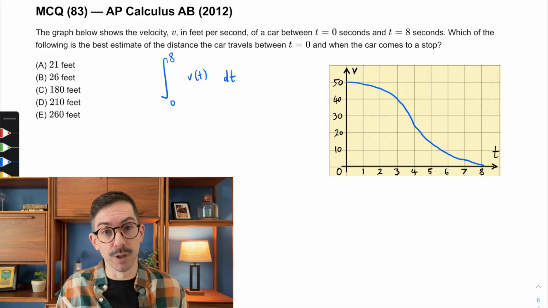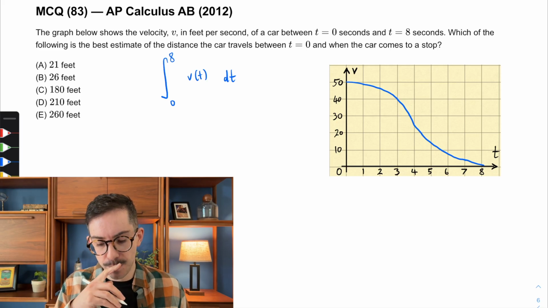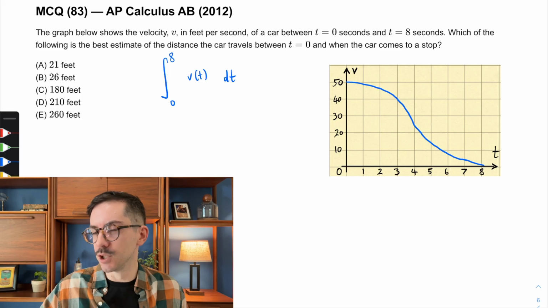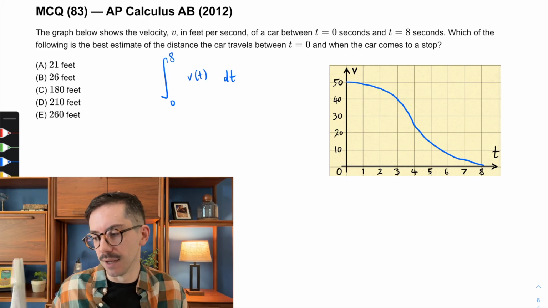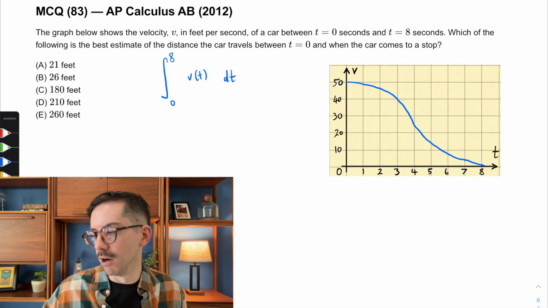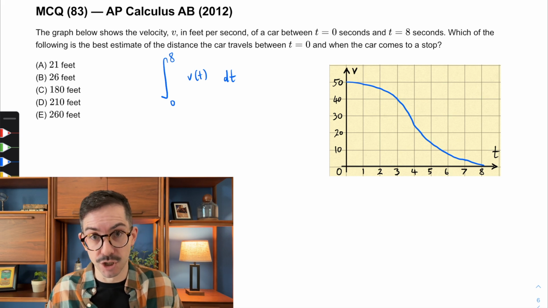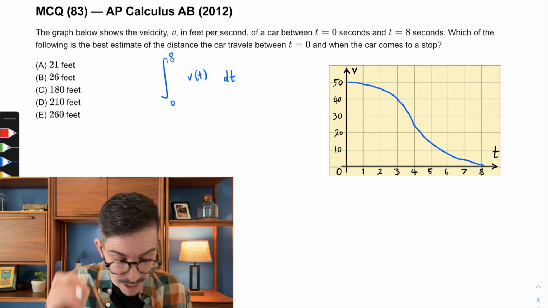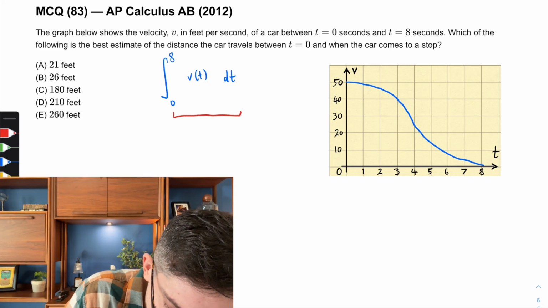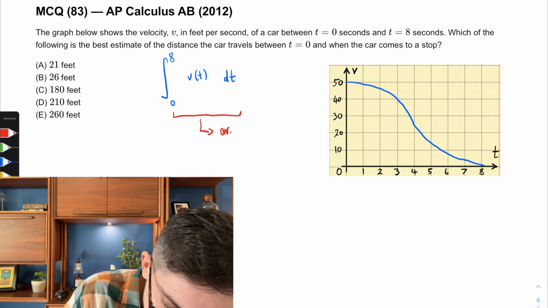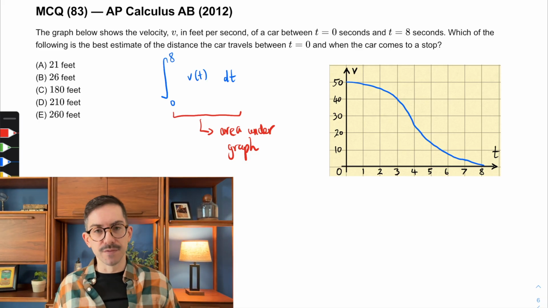I put in my endpoints 0 and 8. But here I don't have a rule for v of t, so I can't use my calculator to plug in the integral and figure out the value of this definite integral, the distance traveled. But I do have a graph, and what we need to remember is, by definition, this definite integral is the area under the graph of this velocity curve.